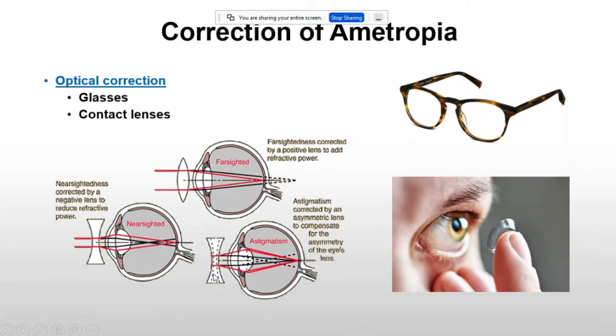And in astigmatism, usually we correct one of the meridians with a spherical lens, plus or minus, and the other main meridian we further correct using a cylindrical lens. That means the cylindrical lens corrects only the meridian perpendicular to the axis of the cylinder.